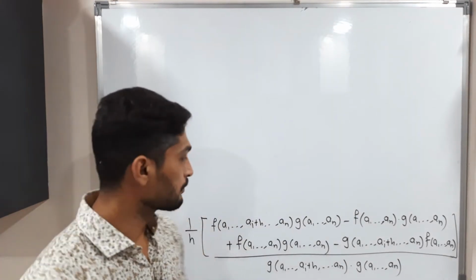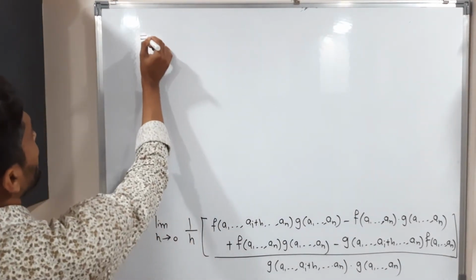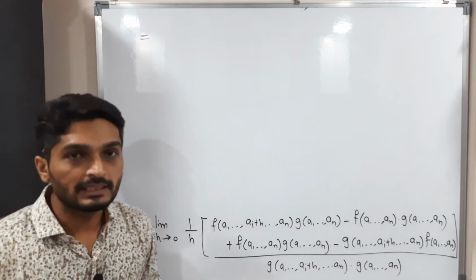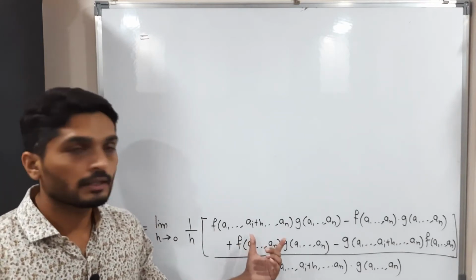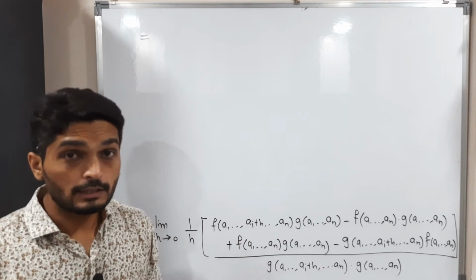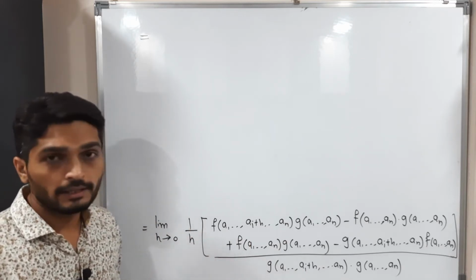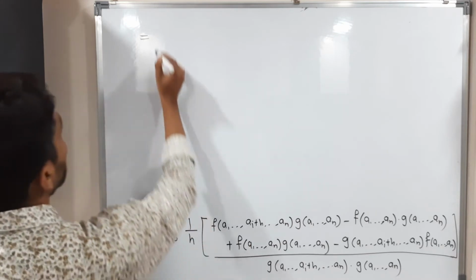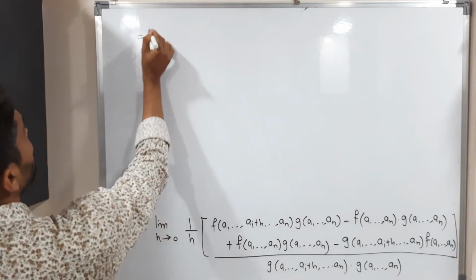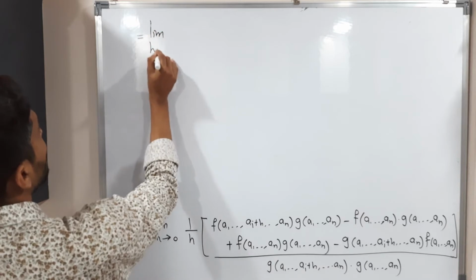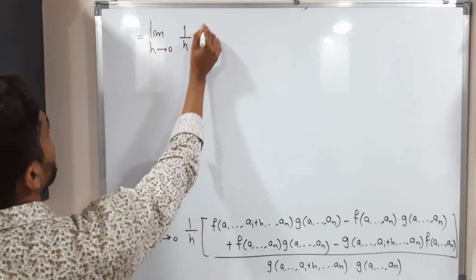Let us continue. So this is equal to, see, now I am going to do many things. In the numerator I am going to take some common part, as well as I am going to apply this limit separately for numerator and denominator. See what will happen. Limit is equal to limit h tends to 0, 1 by h.